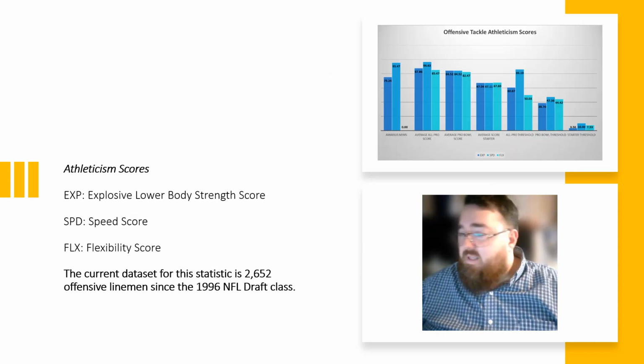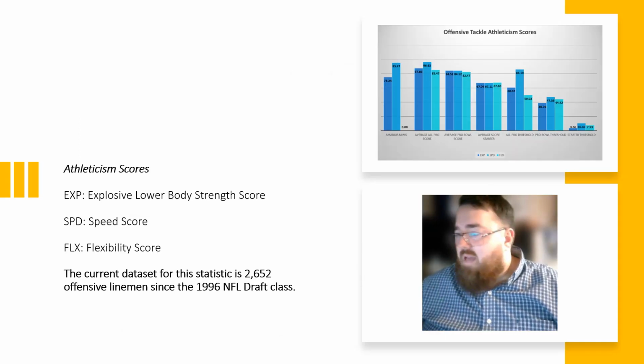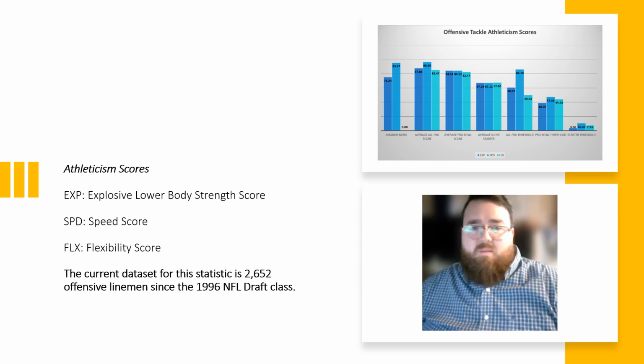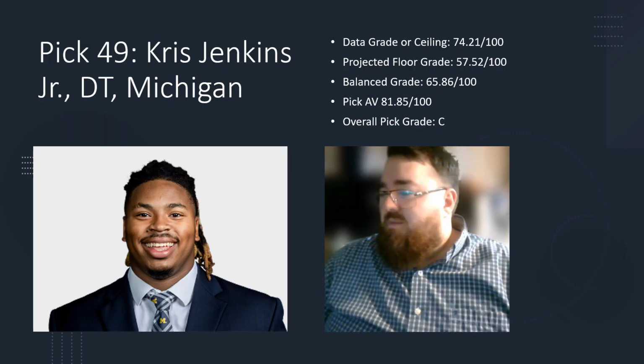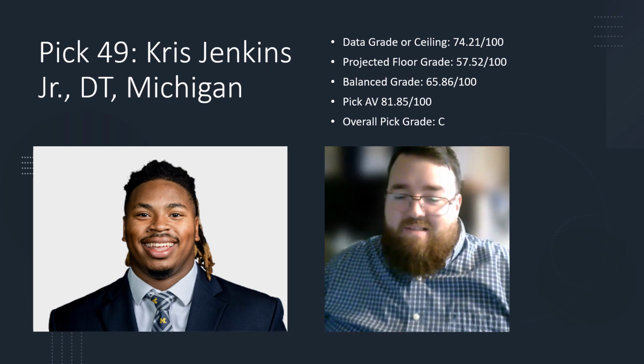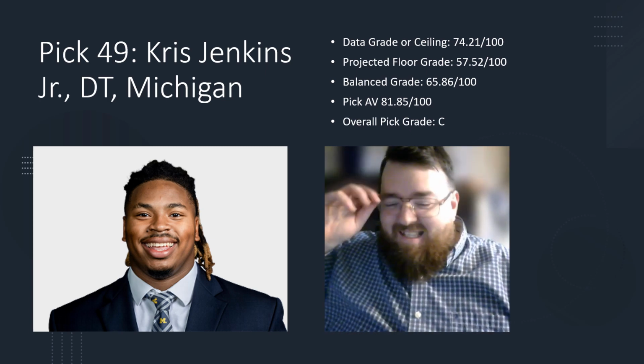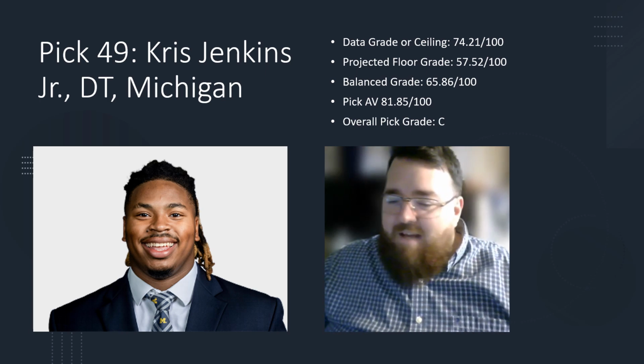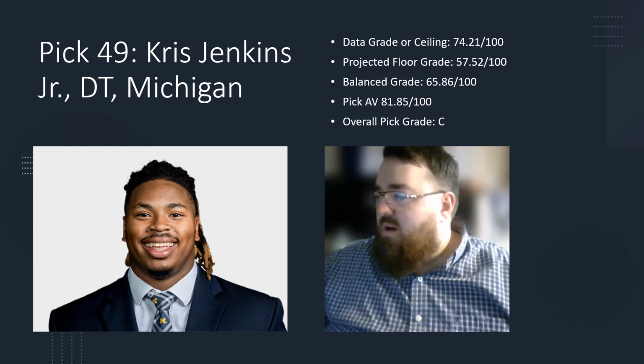Also looking at his athleticism traits, as I mentioned before, 95th percentile in terms of speed with above average explosiveness for his size. Fantastic numbers overall for him, and I'm really excited to see what he does on the Bengals. Now, this is where things get a little funky. So, pick 49, Chris Jenkins Jr., defensive tackle out of Michigan. Based on his data grade, he had a 74.21 out of 100.